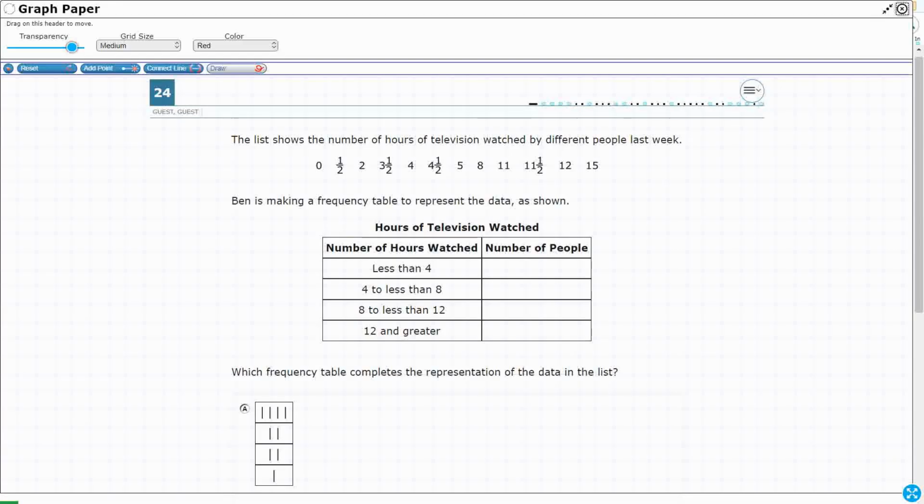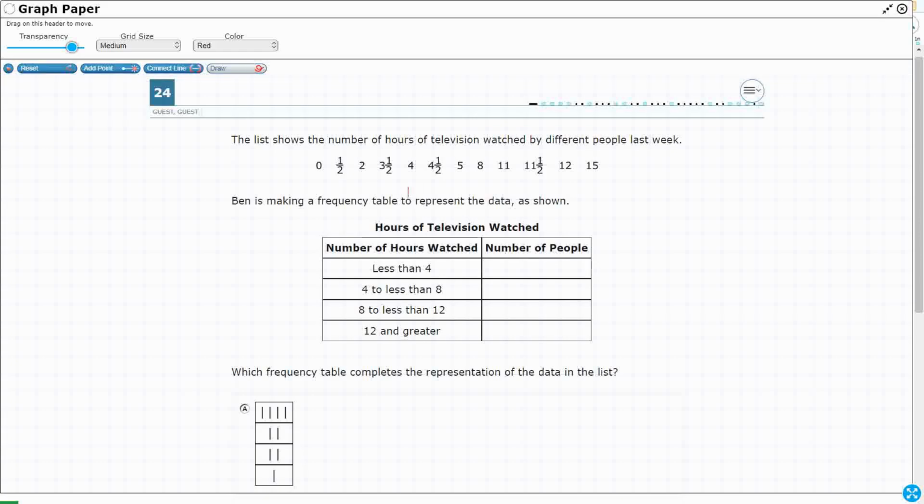Take a look here. We've got less than 4, right? So that's pretty simple, right? Less than 4, but oh, look at that. 4 to less than 8. Where does this 4 go? I got 4 on both lines. Well, think, is 4 less than 4? No, that doesn't make any sense. So 4 doesn't go here. 4 is 4. So 4 goes between this 4 and less than 8.